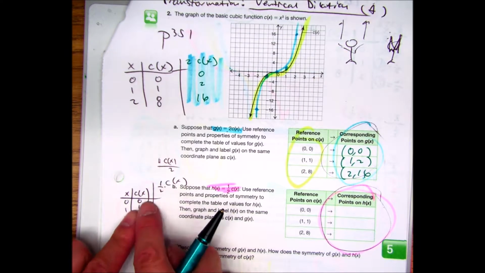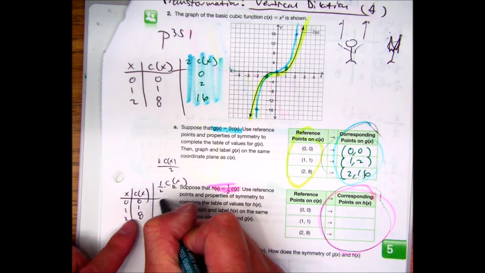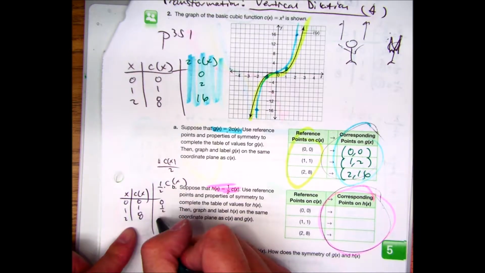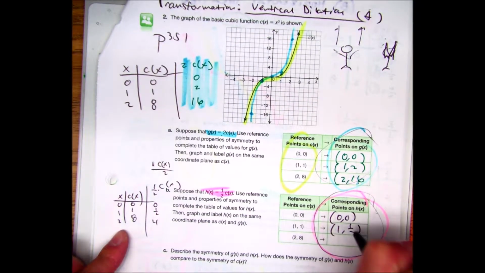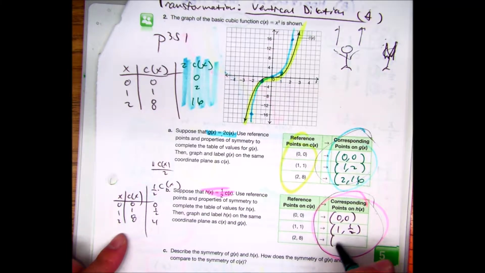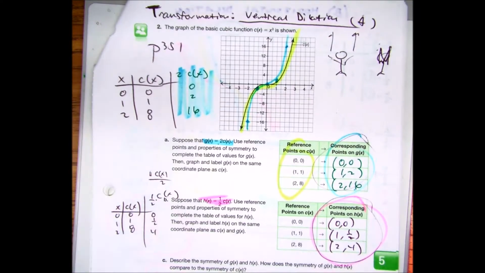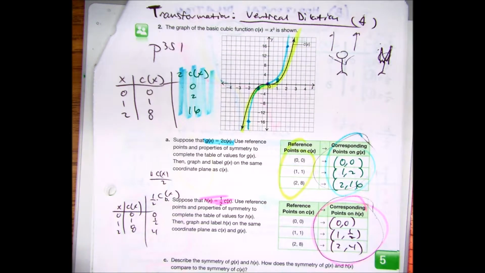So if I take c of x and just multiply that by 1/2 or divide by 2, 0 divided by 2 is 0, 1 divided by 2 is 1/2, 8 divided by 2 is 4. So I have 0, 0, 1, 1/2, and 2, 4. Let's go ahead and graph that. What do you think is going to happen to our graph? Let's take a look at it.